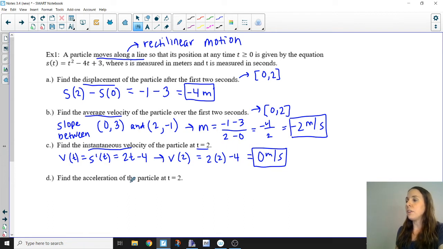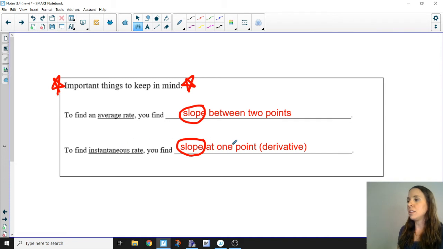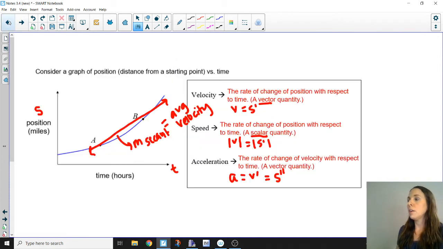Finally, part D, find the acceleration of the particle at t equals 2. Okay, it doesn't use the word instantaneous this time. However, it does only give us 1 point, so we can assume it's an instantaneous acceleration at exactly t equals 2. So again, an instantaneous rate means a derivative, but keep in mind that the derivative we're taking is the velocity, the derivative of the velocity, or you can call that the second derivative of position.